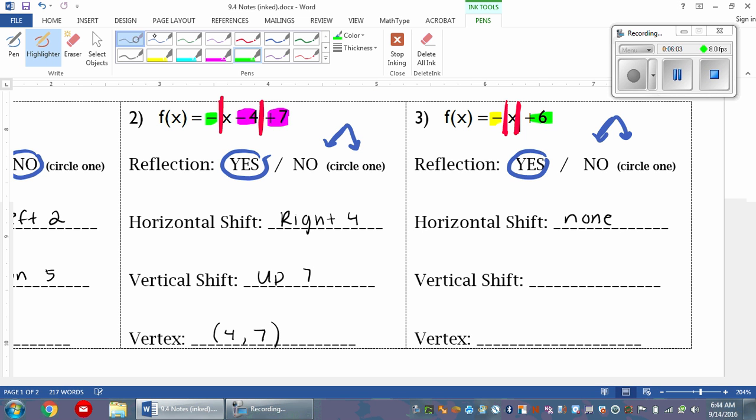There's a +6 outside, so that means it's going to be up 6. So if I don't move left or right, well, I'll start at 0 and I just go up 6. My vertex is 0, 6.